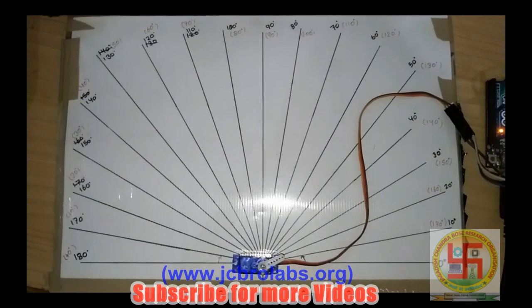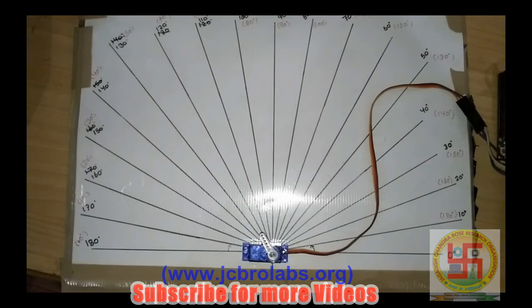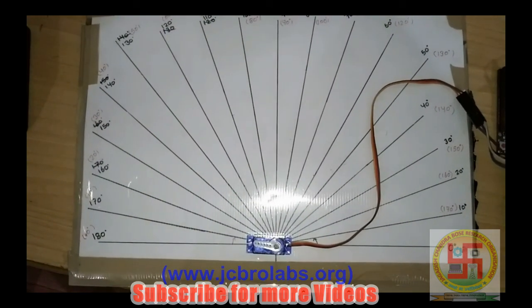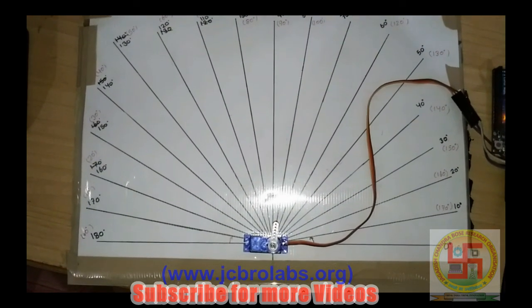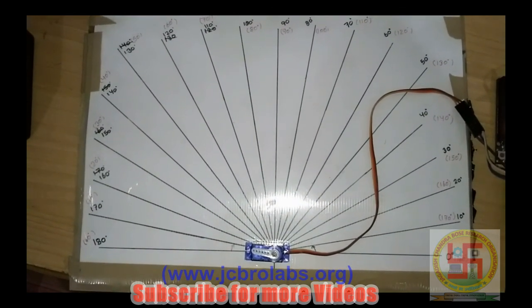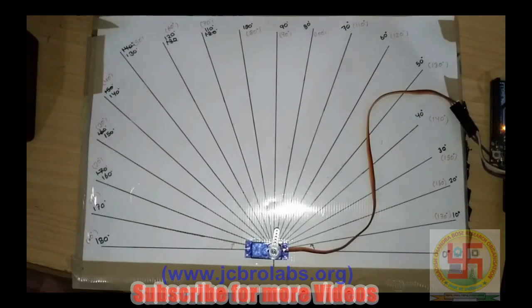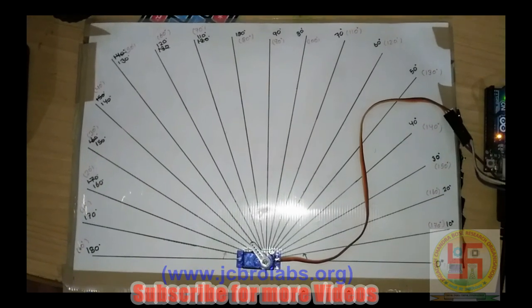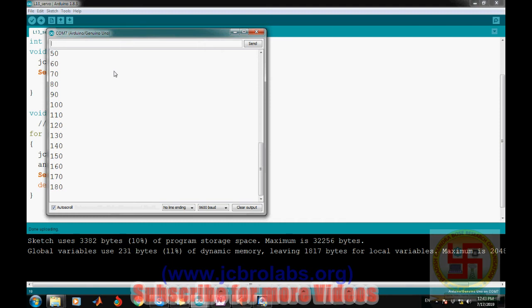Hi, this is the code in which it is rotating. This servo motor is rotating in steps of 10 degrees, and you can visualize the same on this chart. It is very closely following the exact angles of 10 degrees. So this is how we can use this servo motor for precise angular movement in several applications, including robotics. You have seen how to interface this servo motor to Arduino UNO, and it's very easy.